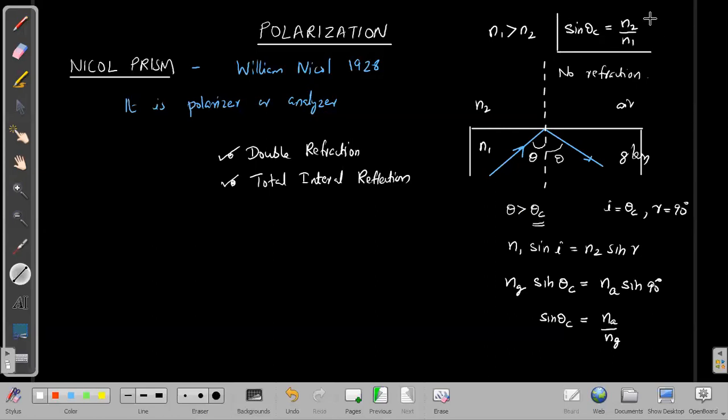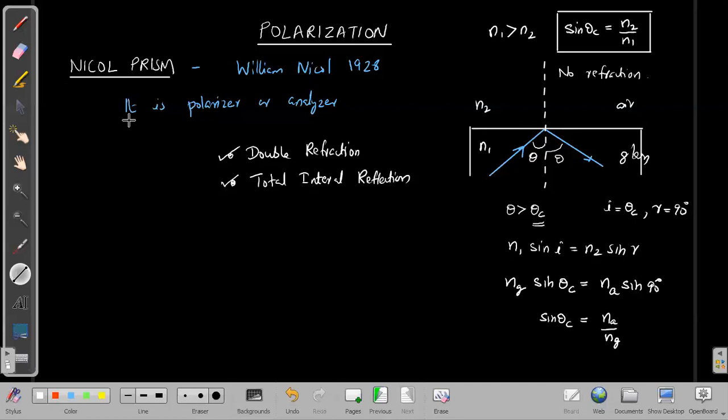Okay, so this is the formula for the critical angle. So once you know the refractive index of the first media and the refractive index of the second media, then we can find out the critical angle from this particular expression. Okay. Now, if the angle of incidence is greater than this critical angle, what would happen? We'll get the phenomena of total internal reflection. There will not be any refraction at all. So the Nicol prism actually using both these phenomena, double refraction phenomena and as well as total internal reflection phenomena, in order to convert an unpolarized light into a polarized light.